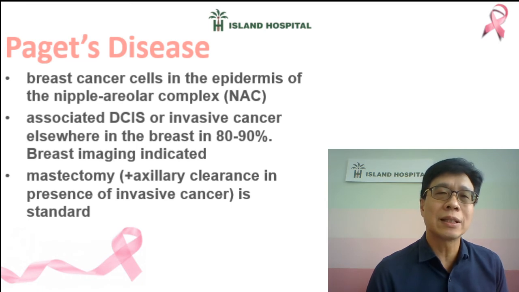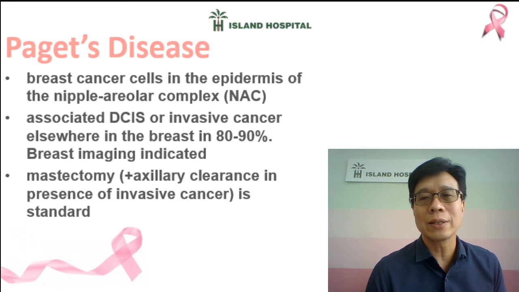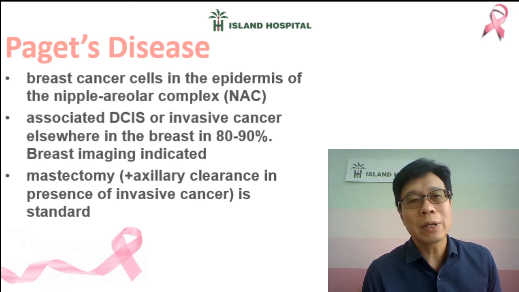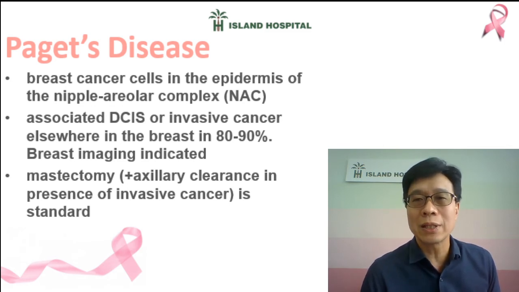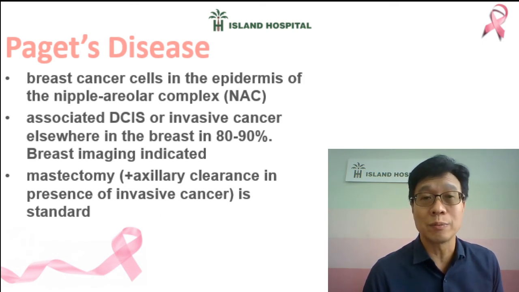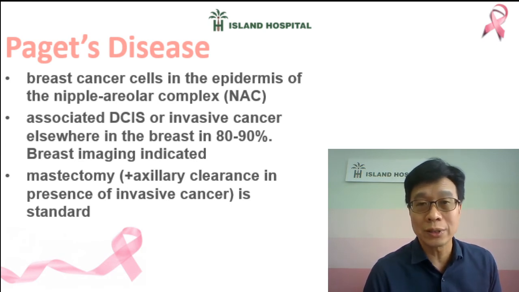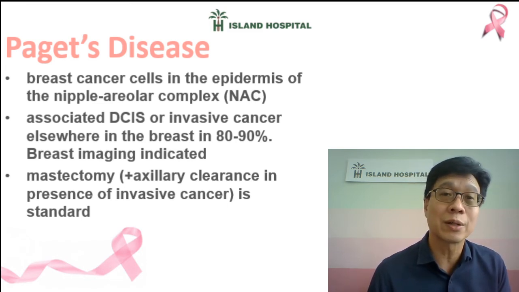Paget's disease is a relatively uncommon cancer of the breast where the cancer cells lie in the nipple areola complex area on the skin, and about 80 to 90% of this condition will be associated with DCIS or invasive cancer somewhere in the breast. Treatment would be the removal of the whole breast, and if there is invasive cancer involved, the lymph nodes in the armpit have to be removed at the same time.